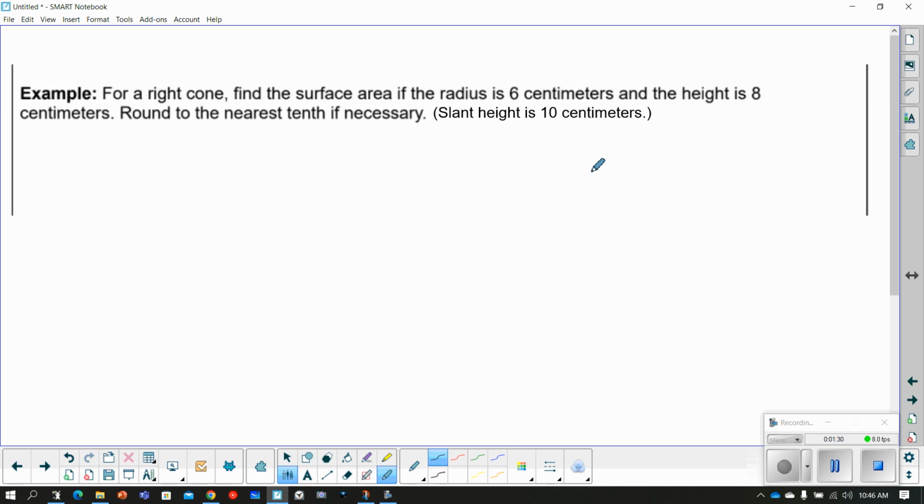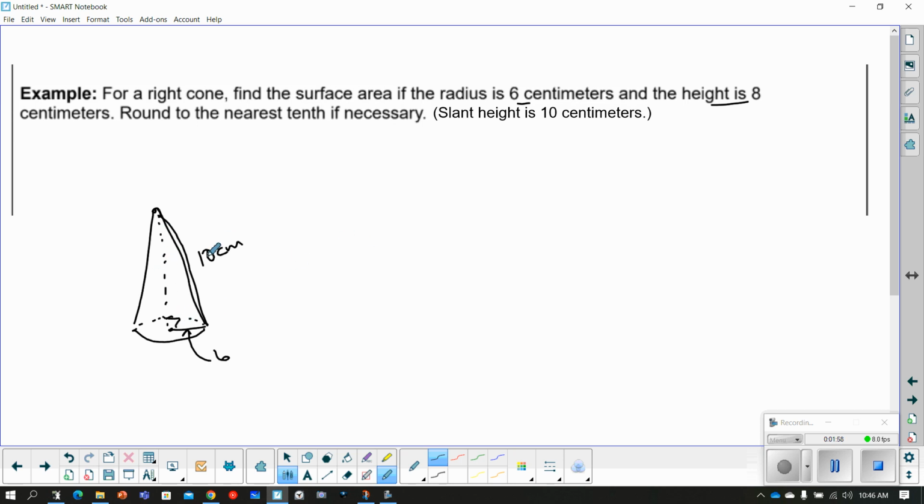We have a right cone. Okay. So a cone. We're talking about something that looks like this, right? Slant height, 10 centimeters. Radius is 6 centimeters. It gave us the height, which would be straight down the middle. We don't need that for anything.